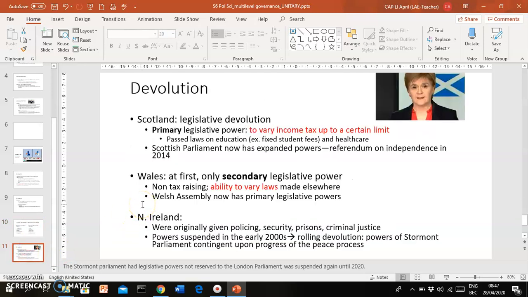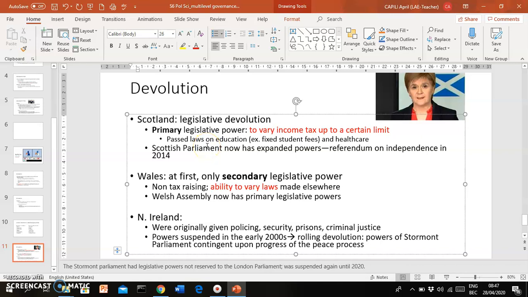But then, just to clarify, just to get into a little bit more detail. We already said that Scotland has legislative devolution. So they have primary legislative power. What does that mean? That means that although they cannot really, for instance, impose or decide on income tax, they can vary it up to a certain point. Okay, so this means that laws on income tax are determined by Westminster, but then the Scottish Parliament can make variations to that, can vary it a little bit, up to a certain point. Actually, we're talking about up to a certain amount of money.